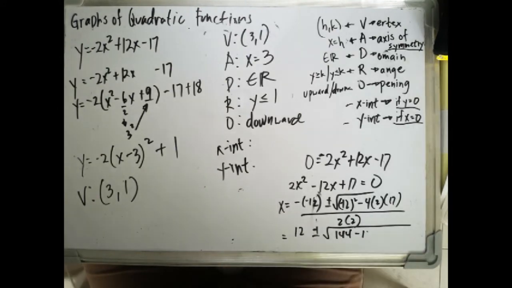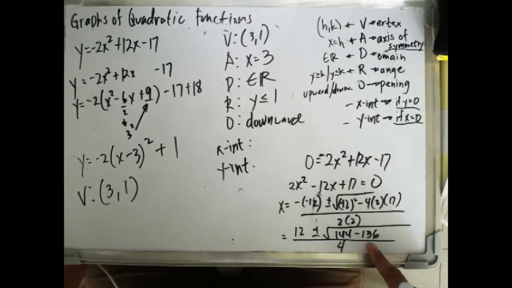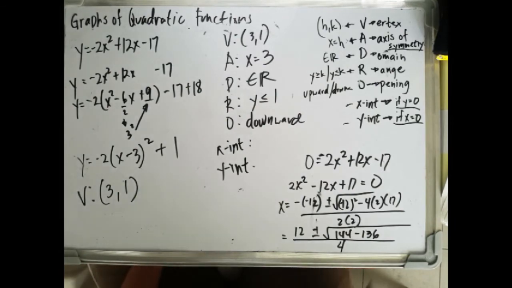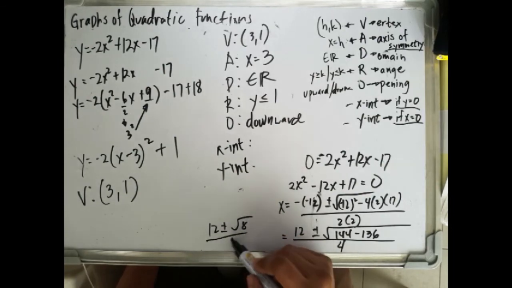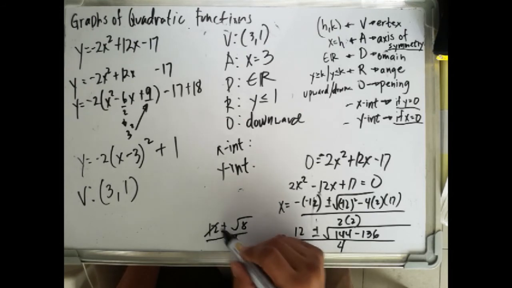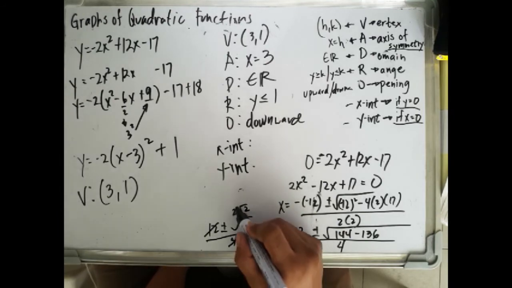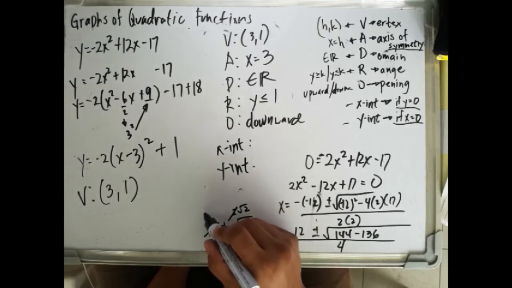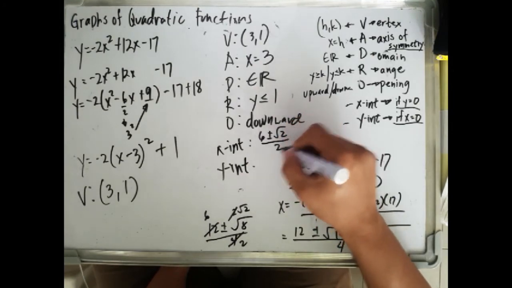And 17 times 8 is 136, over 4. So 144 minus 136 is 8. So it becomes 12 plus minus square root of 8 over 4. So pwede cancel natin yung 2. So this is 2 square root of 2. Cancel into 2, cancel into 2, so that equals 6 plus minus square root of 2, over 2. So that's your x-intercept.